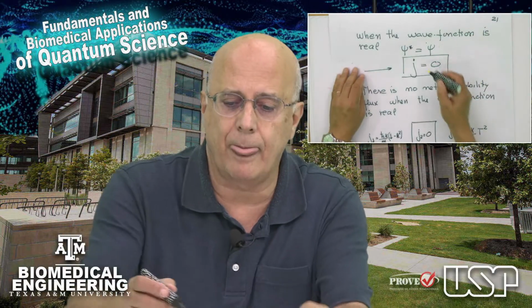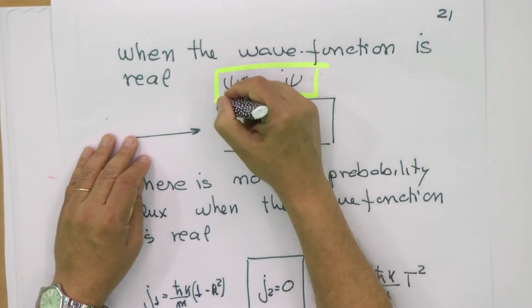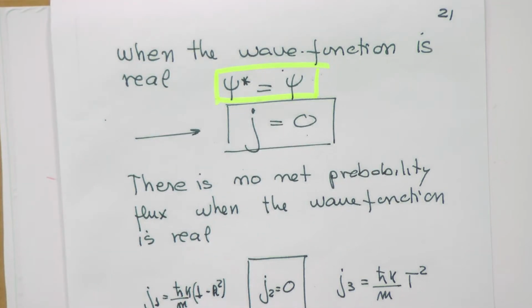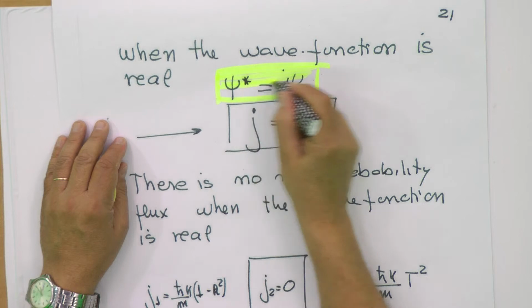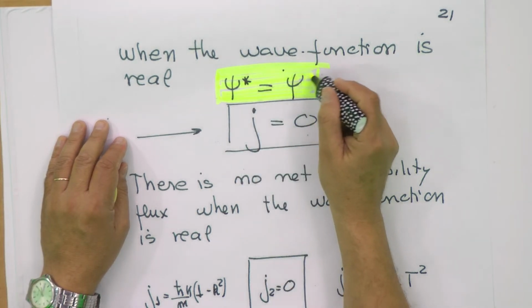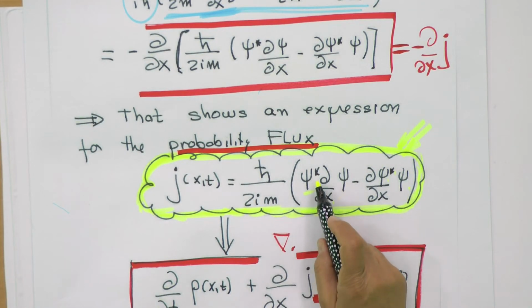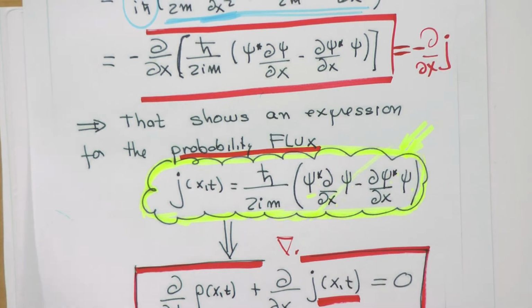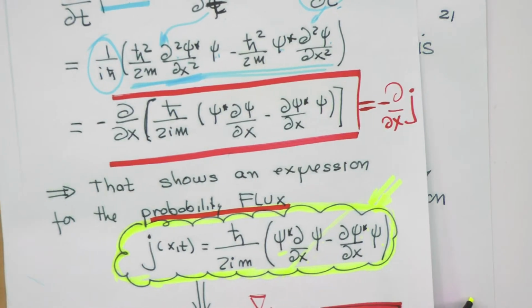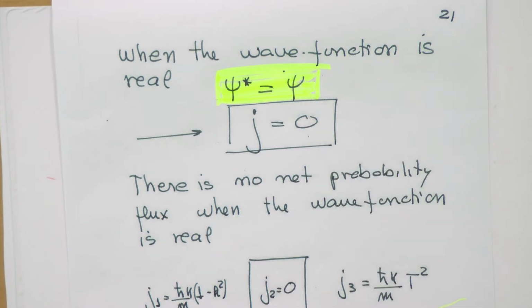Now, if you have a physical system where the wave function is real, like inside the barrier, when we saw the tunneling effect, we found a real wave function. What happens when we have a real wave function? Well, the complex conjugate and the function itself are equal. So this gives you 0. So if you have a real wave function, the flux is 0.